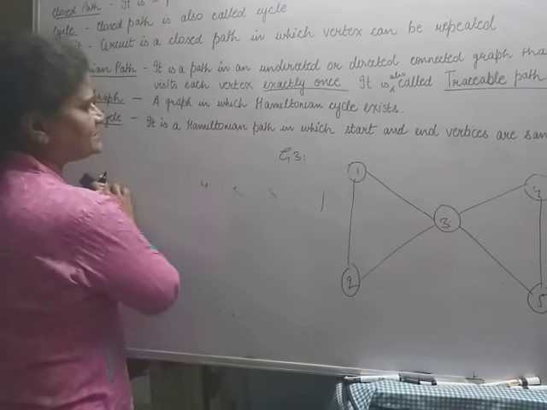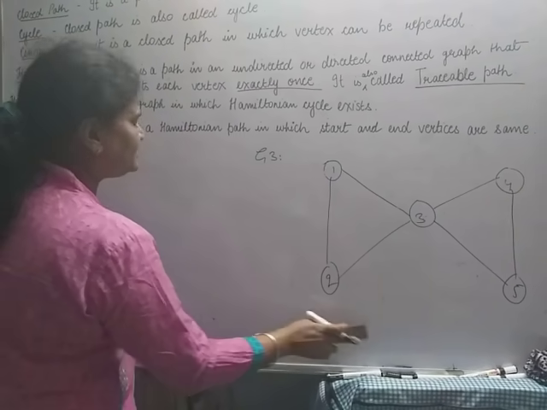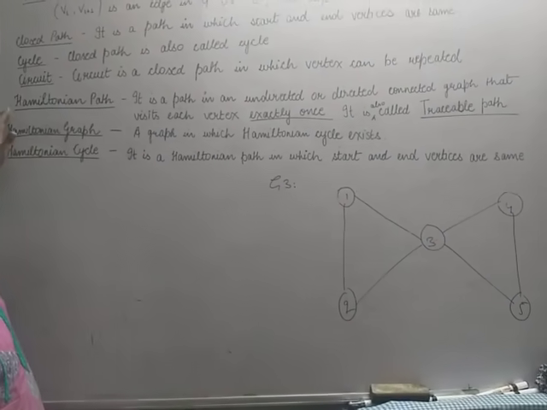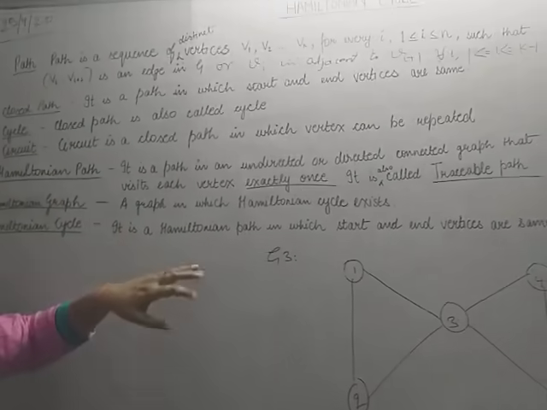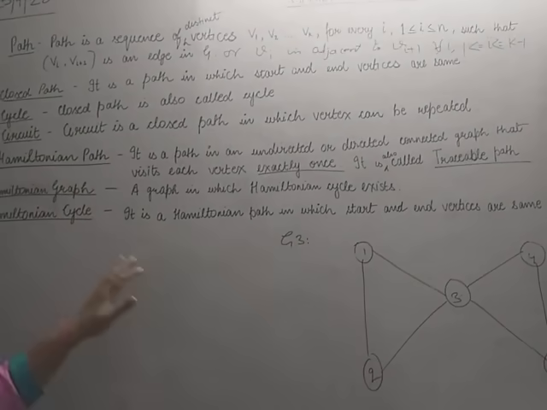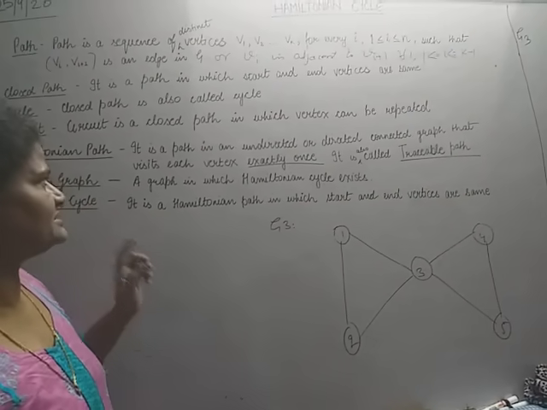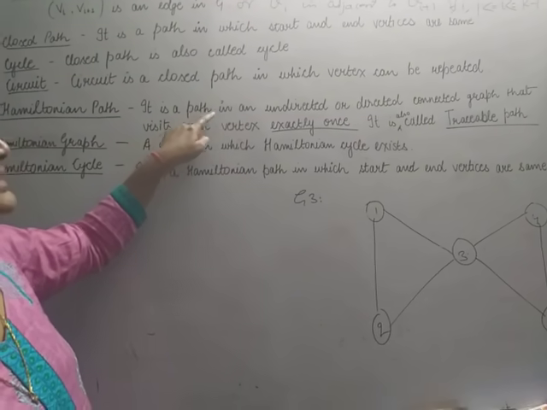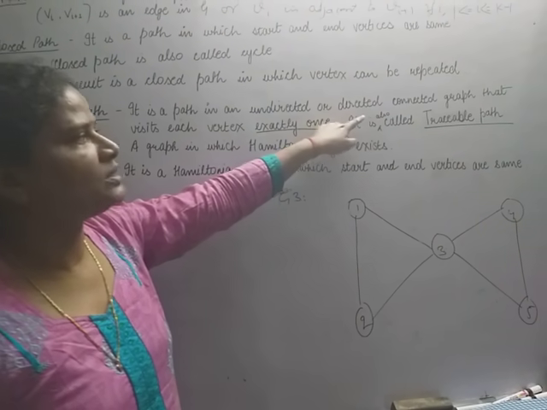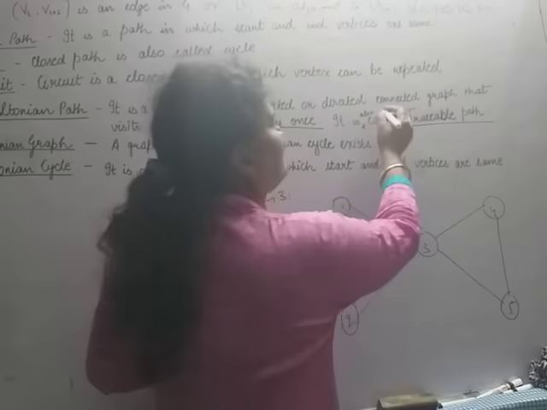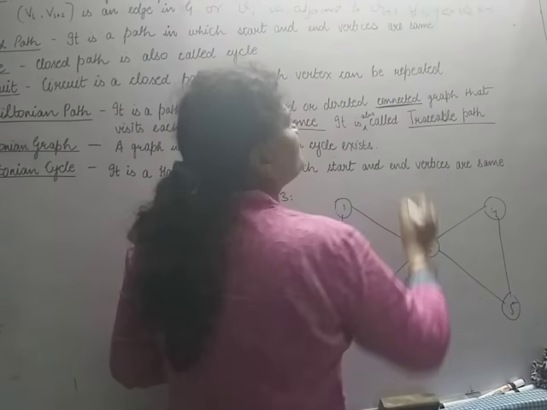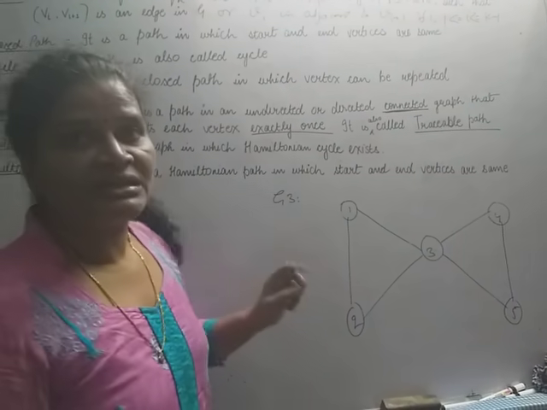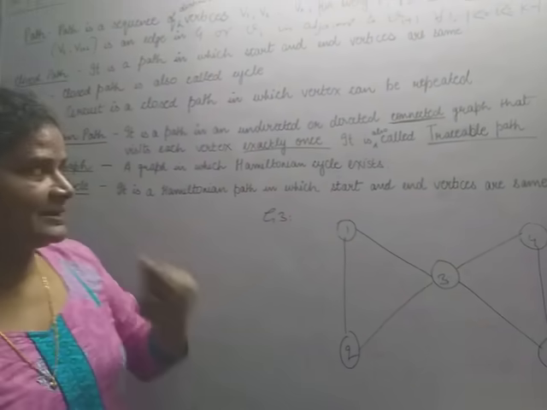Now come to another definition, related to our problem: Hamiltonian path. It is a path in an undirected or directed connected graph. Always remember that for a Hamiltonian path, the graph should be connected.